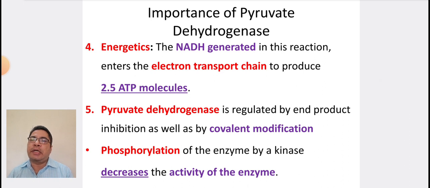Energetics. The NADH generated in this reaction enters the electron transport chain to produce 2.5 ATP molecules. Pyruvate dehydrogenase is regulated by end product inhibition as well as by covalent modification. Phosphorylation of the enzyme by a kinase decreases the activity of the enzyme.